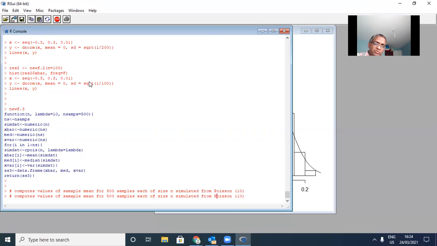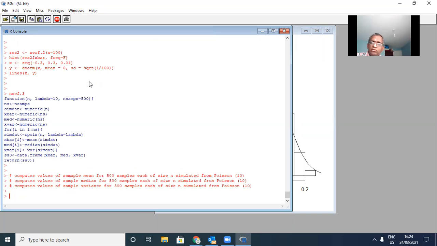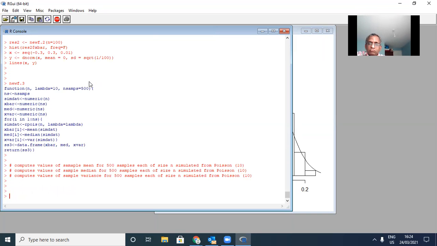And it also computes the sample median for the same 500 samples. And it also computes the sample variance for the same 500 samples, right? So it computes three things, guys: the sample mean, the sample median, and the sample variance for 500 samples, each of size n, from a Poisson with parameter 10.